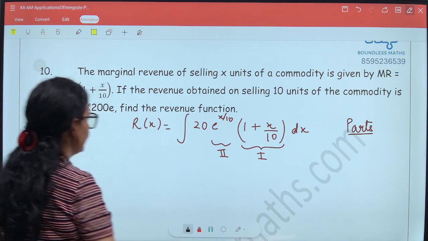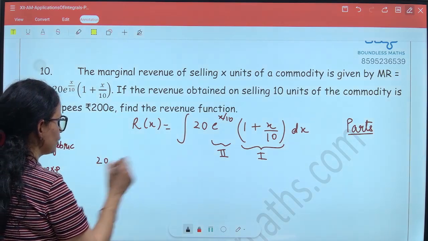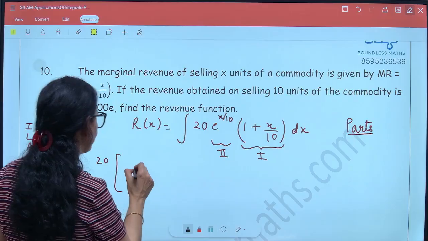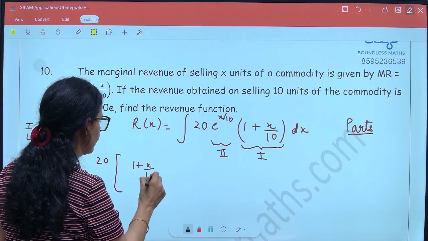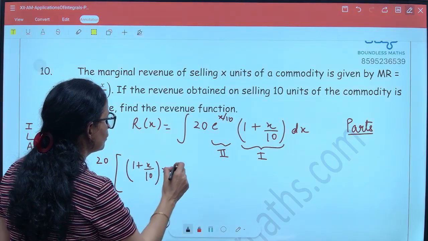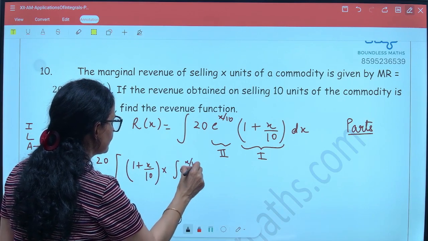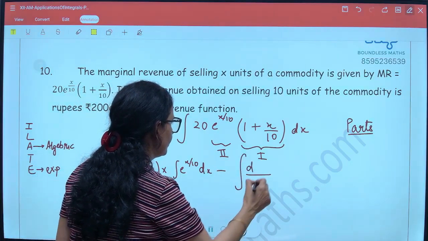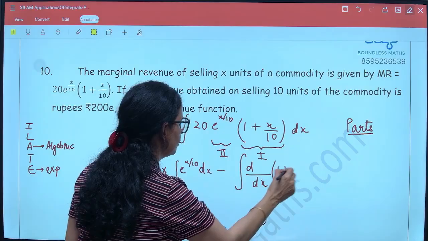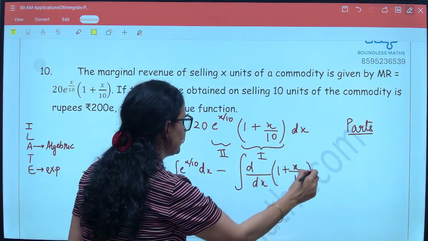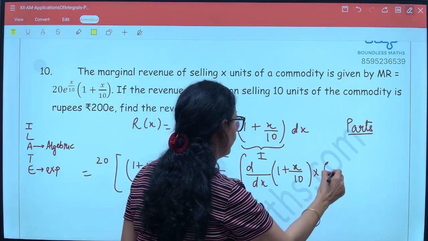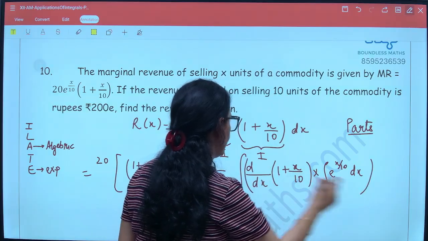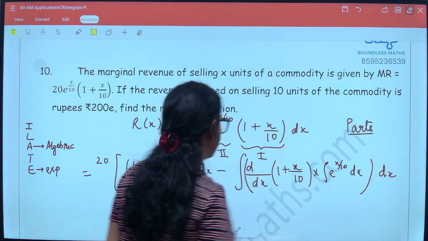So let's integrate this. I'll keep 20 outside, the constant is outside, and within the brackets, how do we integrate? First function into integral of second function minus integral of derivative of first function into integral of second function. Don't forget these brackets and another dx here, right?